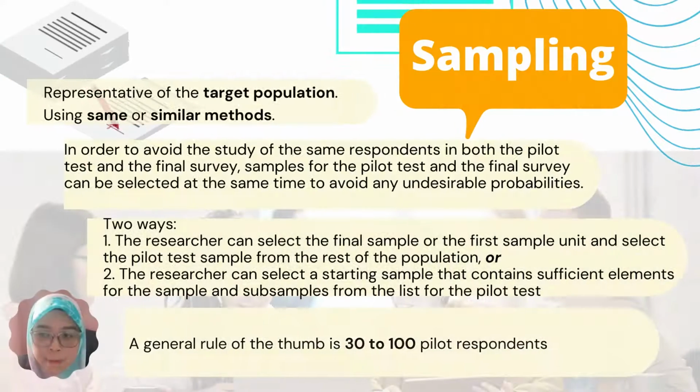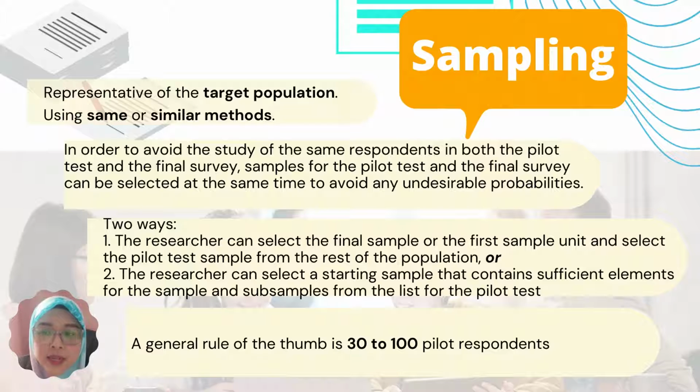The first is sampling. The pilot test must be done on a sample that is representative of the target population. The sample for a pilot test should be selected using the same or a similar method as that required for the final survey. However, one exception must be made about this.